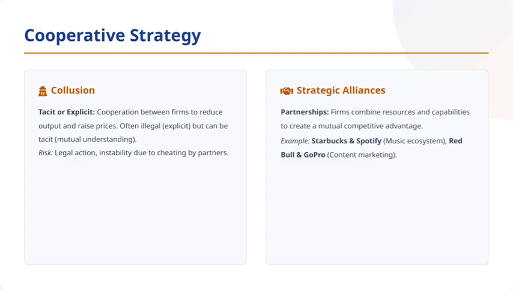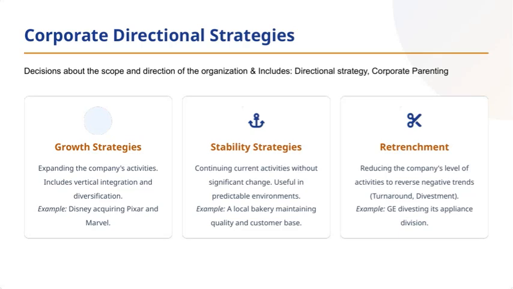Now, let's look at some of the key decisions regarding the scope and direction of an organization, which are critical for shaping its future. These decisions include defining our overall directional strategy and considering the role of corporate parenting, which involves how the parent company manages its various business units. When we talk about corporate directional strategies, one example that comes to mind is GE divesting its appliance division.